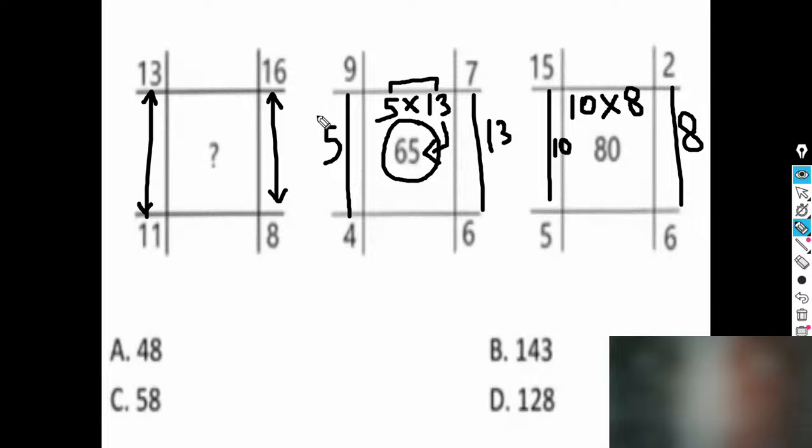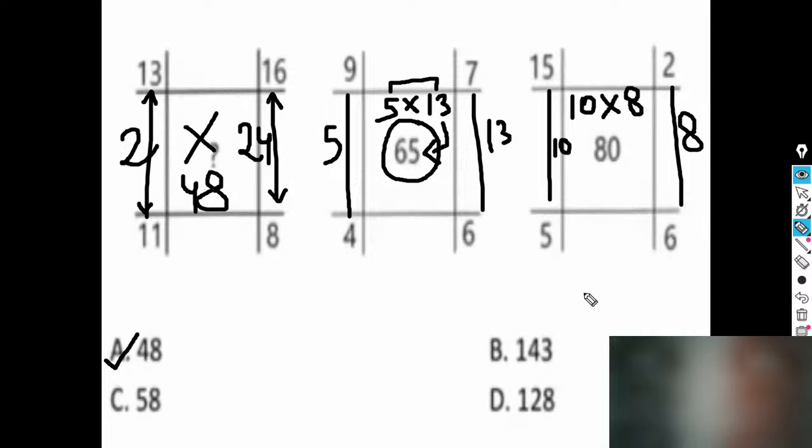48. Okay. So 13 minus 11 gives us 2. 16 plus 8 gives us 24. Multiply them. 2 into 24 gives us 48, which is the correct answer. 48. It is option A. Option A is the correct answer. Yes, 48.